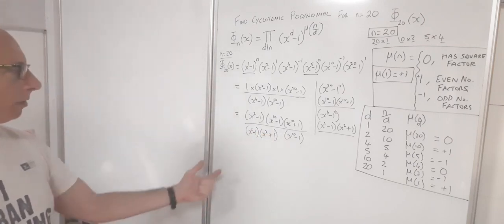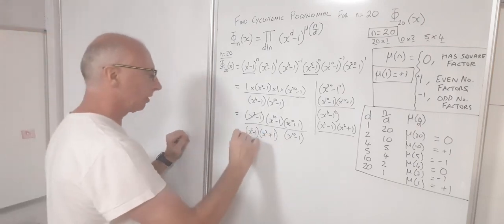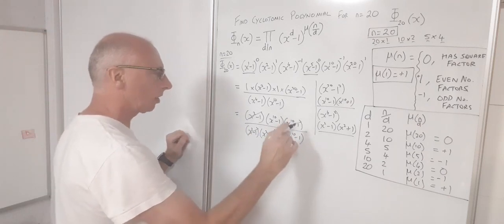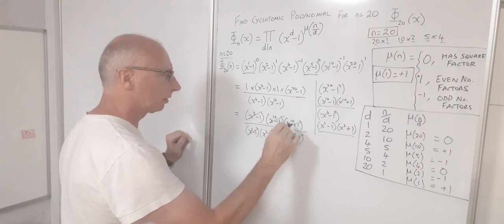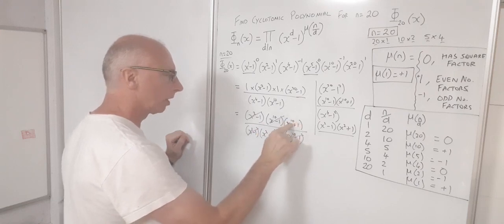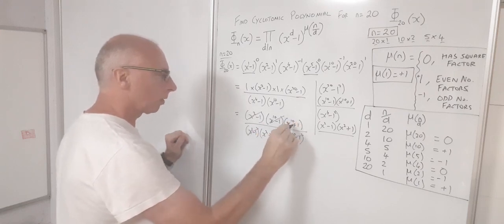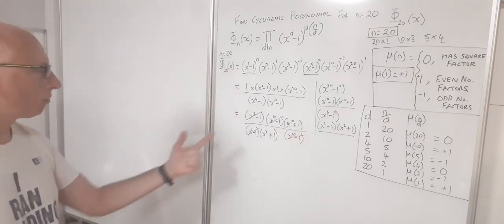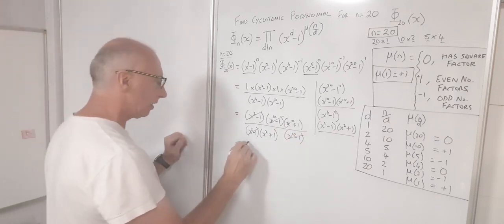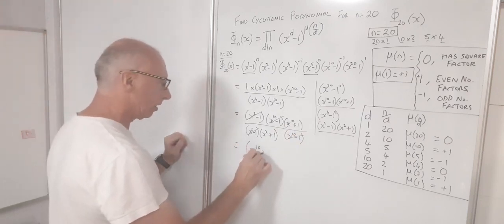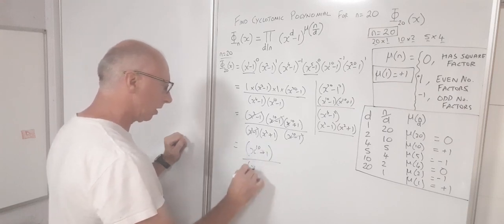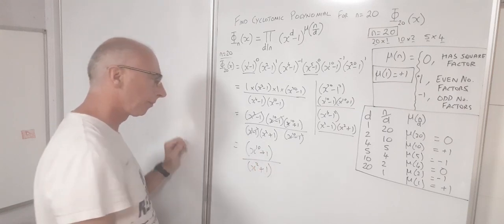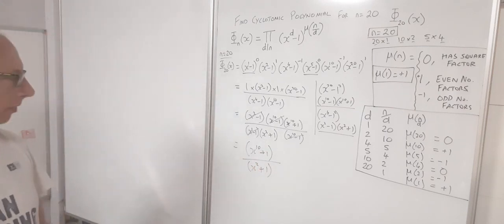Okay, now I cancel that out, cancel that out, cancel that out. Sorry, wrong one. Cancel that out and cancel that one out. Sorry, keep this one. So I'm going a bit too quick there. Okay, so now I can rewrite things as x to the 10 plus 1 and x squared plus 1. So that's what I've got.